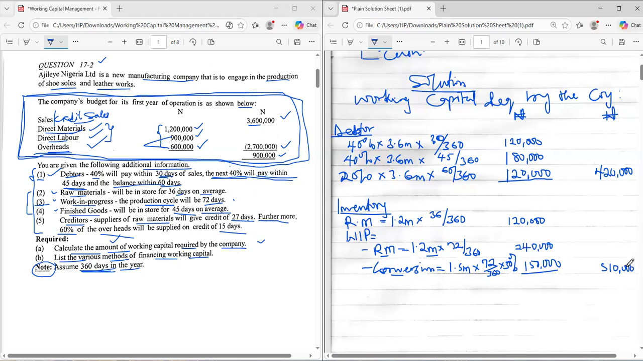Okay, who can tell me the last thing that we have not captured as far as this question is concerned for working capital? Payables. Payables, okay. Now let's treat payables. Who can help us for payables? Any idea?